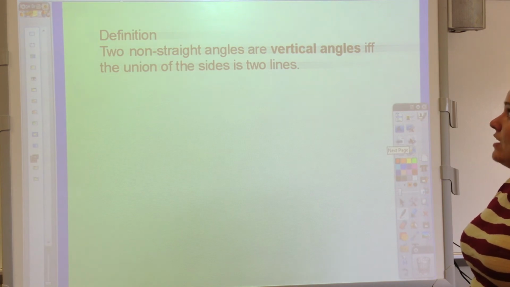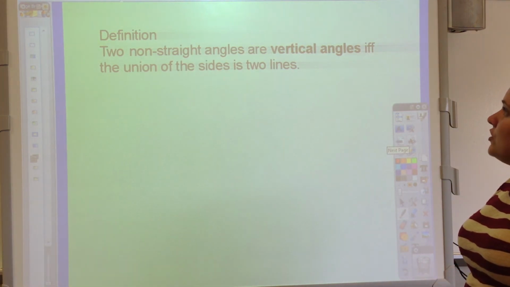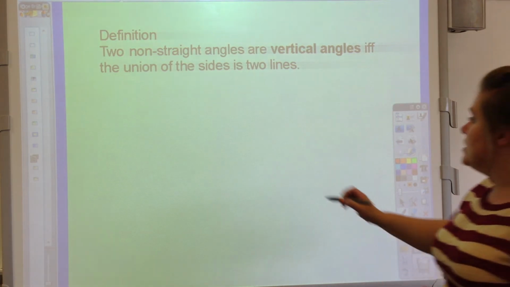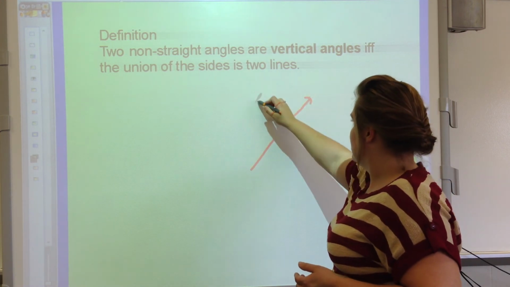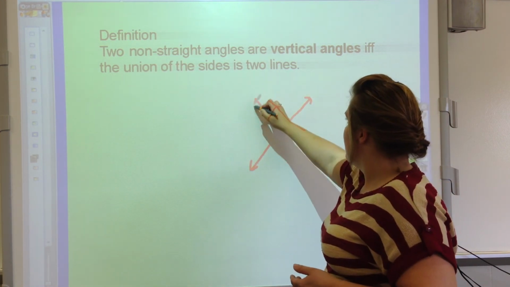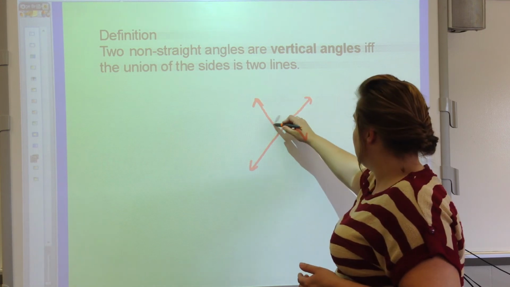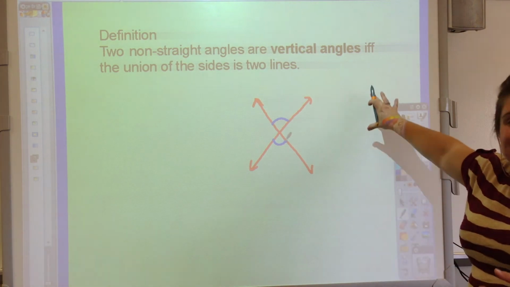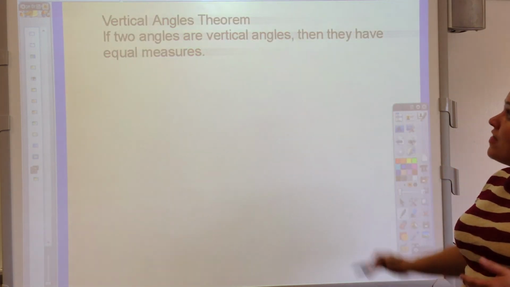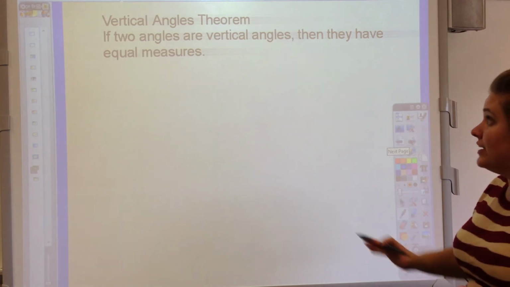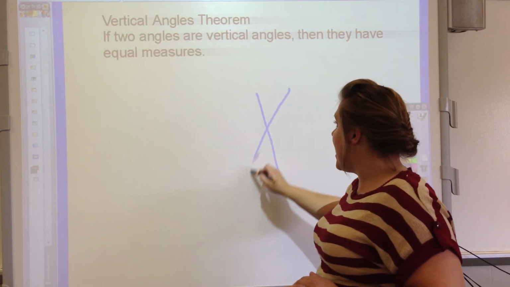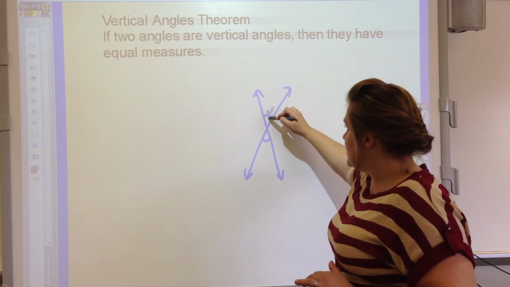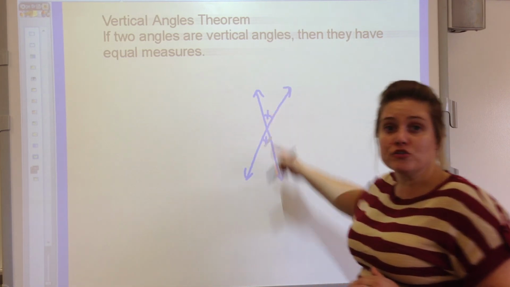Two non-straight angles are vertical angles if and only if the union of the two sides is two lines. Basically, that would look like this. If I have two angles intersecting in this fashion, these are considered vertical angles, and this is their definition. The theorem tells me something different. It tells me that if I have two vertical angles, then their measures are equal. That tells me this, that now these two measures are equal.